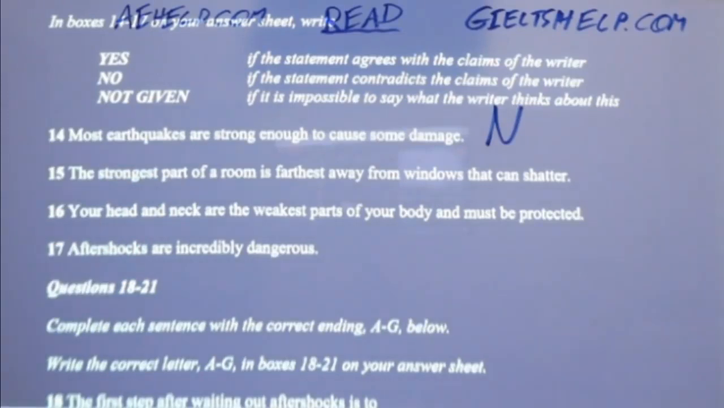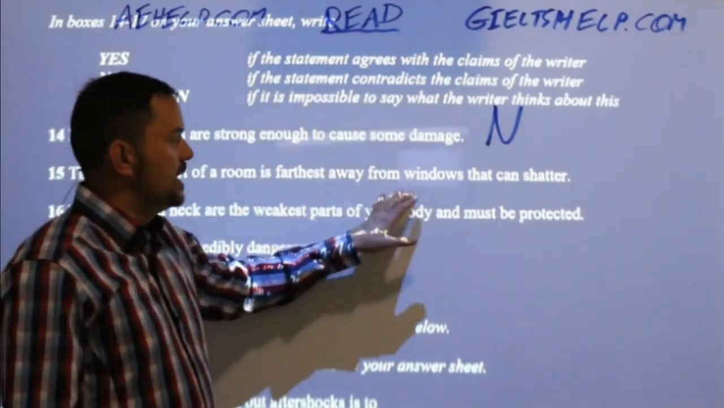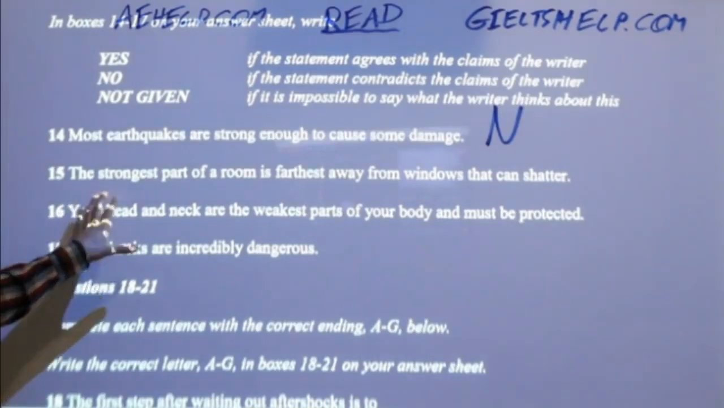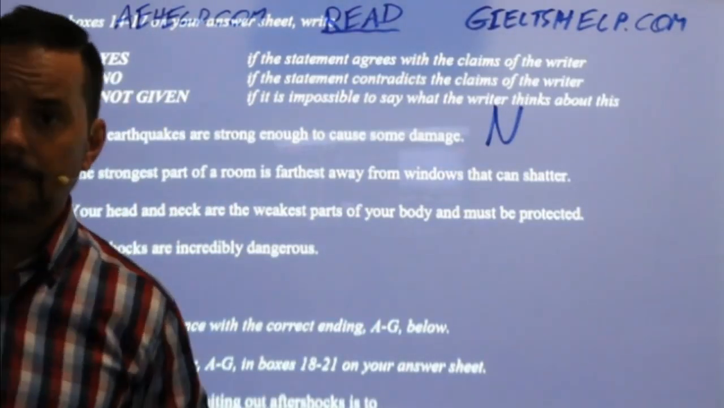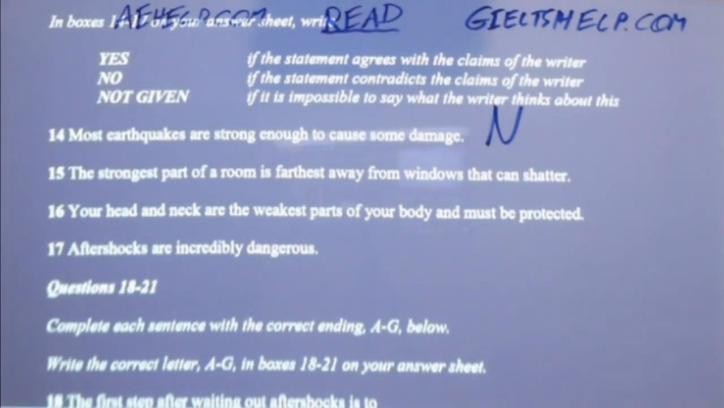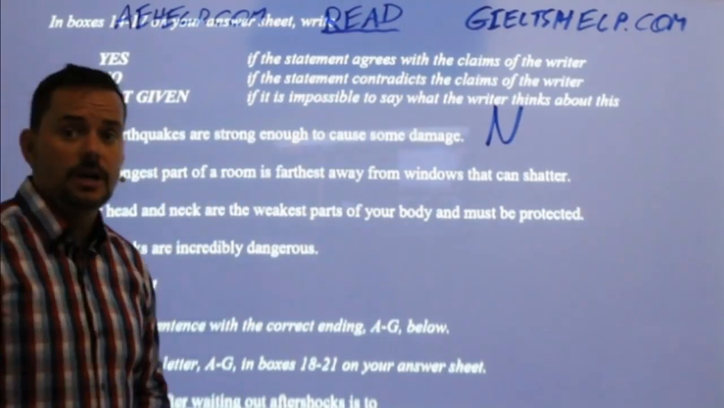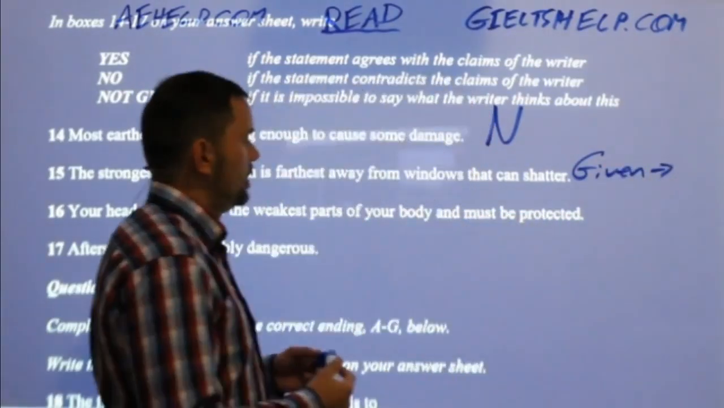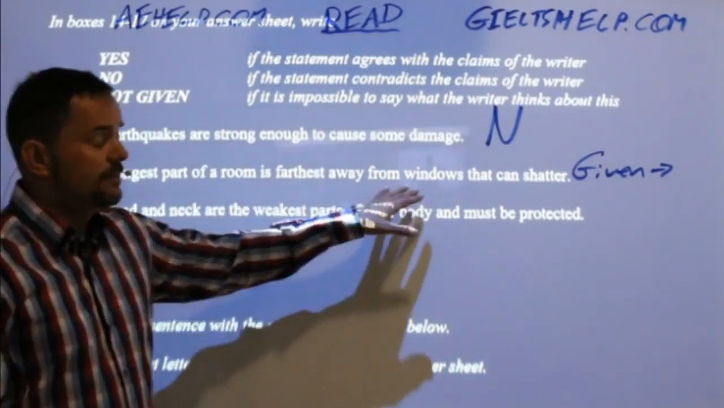All right, let's go and apply this technique to the next 3 questions. The strongest part of a room is furthest away from windows that can shatter. Is it important to know where the strongest part of the room is? Is that important? Could be education, Danish. Don't jump quickly. So, Joanne says, yes, it's important. So we know it's given. Okay, so it's given. So then we know it's in the passage. Is the strongest part of the room furthest away from the windows?